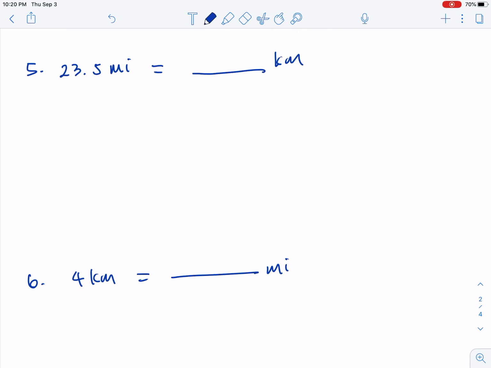Next, we have 23 and 5/10 miles is equal to blank kilometers. So how many kilometers are there in 23 and 5/10 miles? Again, write the given and then divide by 1, multiply by the conversion factor and cancel the appropriate units. This time, ang gusto natin i-cancel ay miles. So, dapat mawala yung miles. We have to put miles in the denominator. And then, ang gusto nating matira ay kilometers.